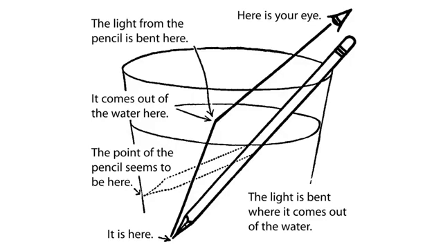Here is your eye. The light from the pencil is bent here. It comes out of the water here. The point of the pencil seems to be here. It is here. The light is bent where it comes out of the water.